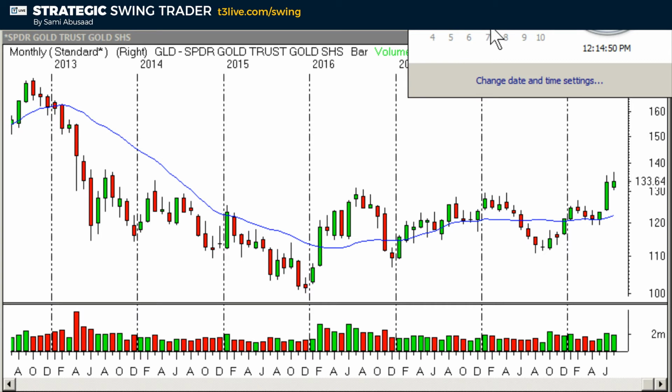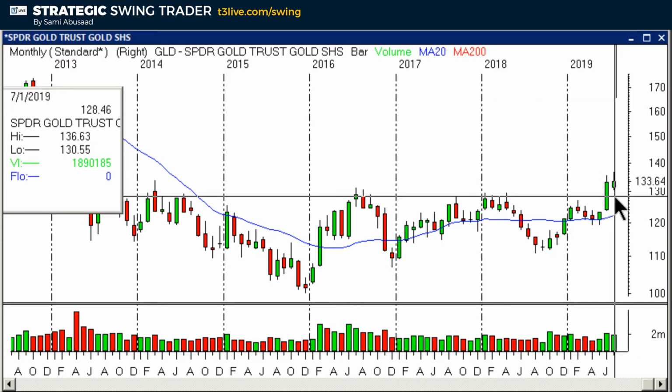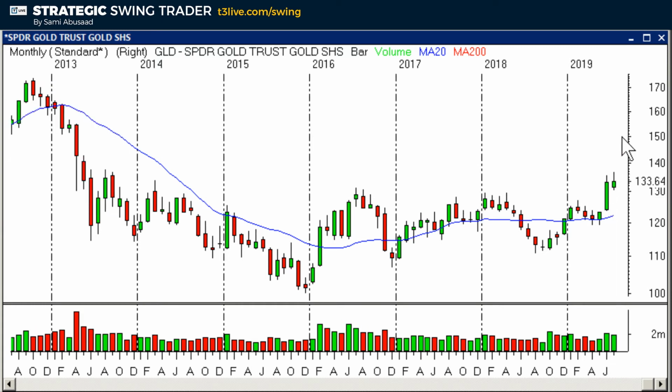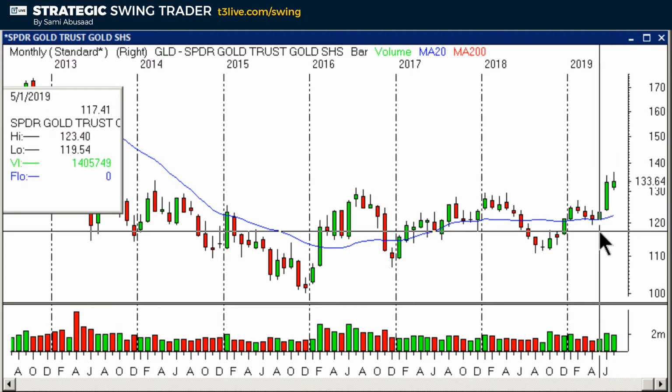But it's already getting ready to go. Today is the 27th, so in a few more days the bar will finish forming. This is a monthly chart. Monday is going to be the 29th, Tuesday the 30th, Wednesday the 31st. So by Thursday, it'll already be ready to play. Entry 136.63 with a stop under 130.55. Target 174.